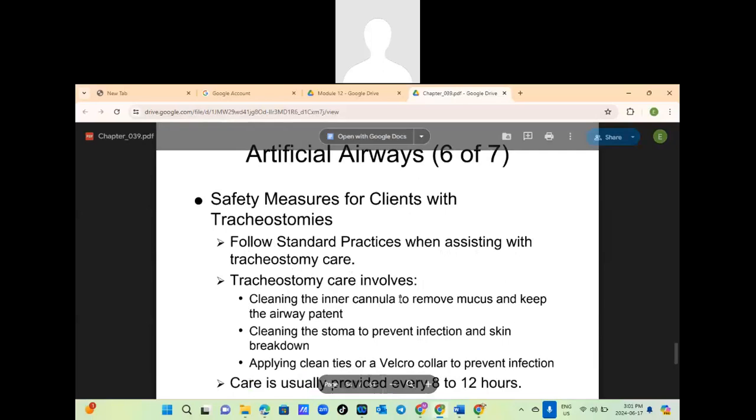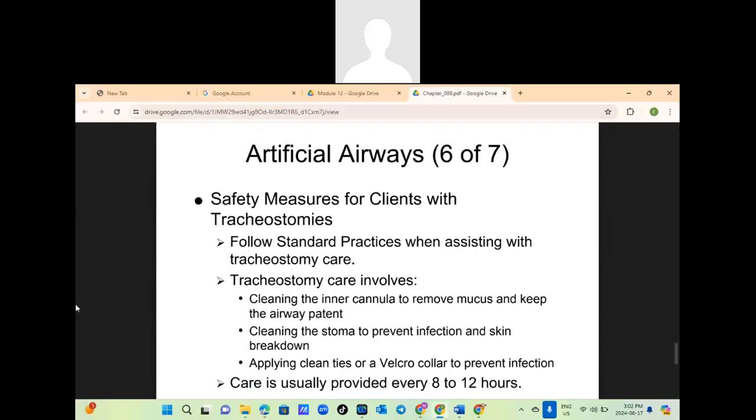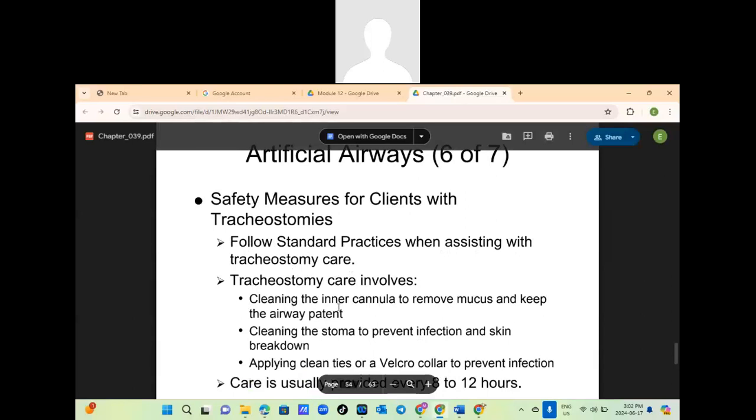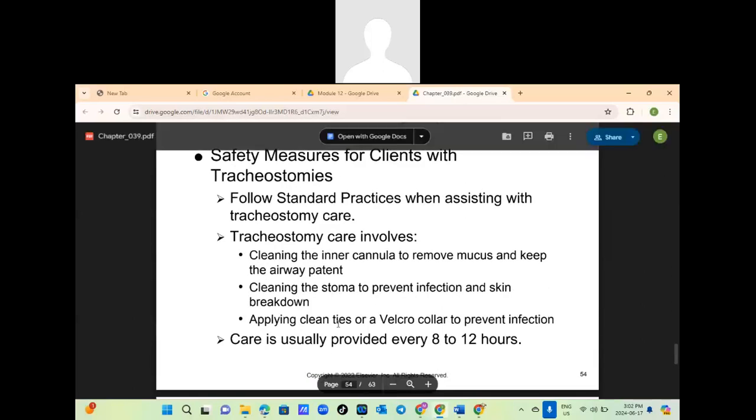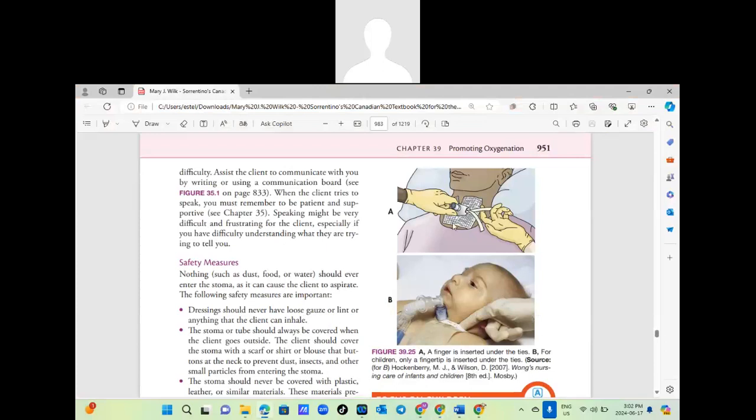Tracheostomy care involves cleaning the inner cannula to remove mucus and keep the airway patent, and cleaning the stoma to prevent infection and skin breakdown. So if you're going to go back over here, okay, we take out this dressing.